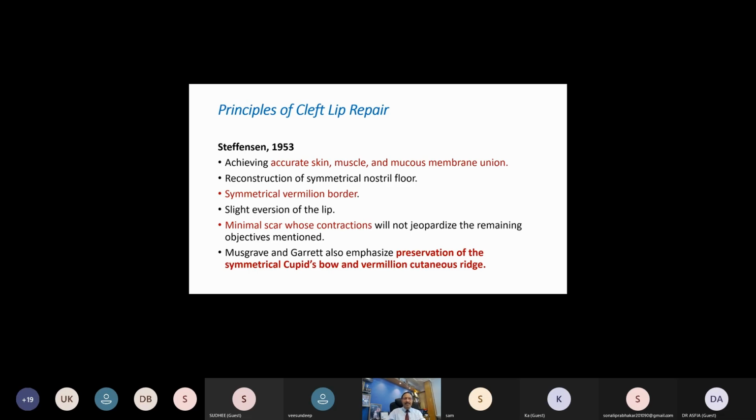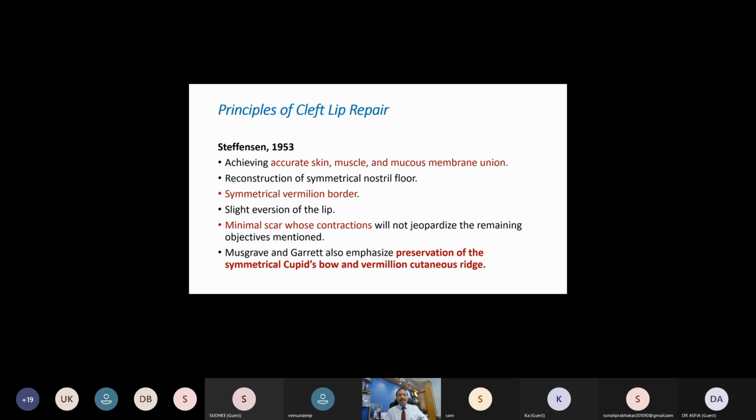So the principles still remain the same. Achieve accurate skin, muscle, and mucous membrane union. Here I have to emphasize once again, the deficiency is not only in the skin, it is also in the muscle and also in the mucosa. So you have to fulfill the deficiency of all the three elements. There will be defect not only in the skin, but also in the muscle and also in the mucosa. So all these deficiencies have to be filled in by borrowing tissue from the lateral side.